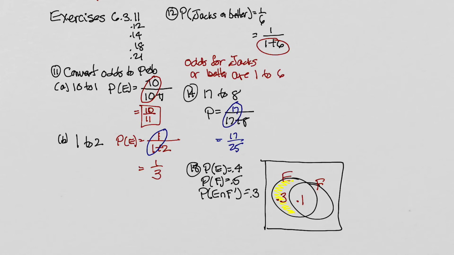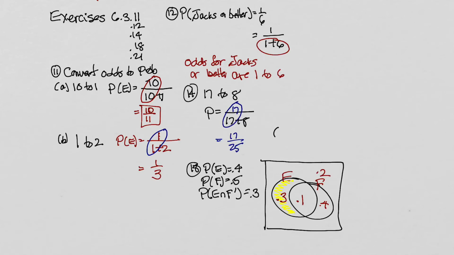And now we're told that the probability of F is 0.5. So all in all, total F is 0.5. We have already accounted for 0.1. So outside here must be a 0.4. Now we still need to get this region out here. So what have we got so far? We've got 0.3, 0.1 is 0.4, another 0.4 is 0.8. The whole thing is a 1, so this out here must be 1 minus 0.8, or 0.2.